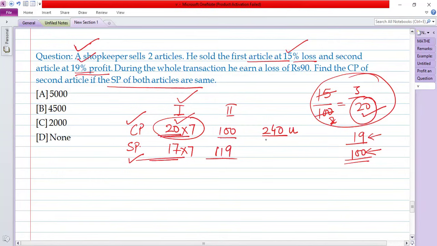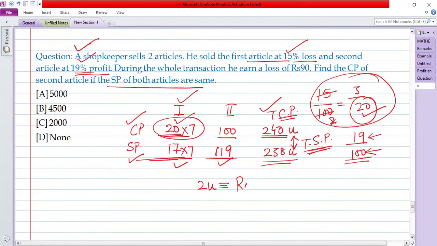Actually, this is 240 unit. Okay, the total cost price. And this 119 plus 119, that will be 238 unit. This will be the total selling price. So this 240 unit is the total cost price, 238 unit is the total selling price. Now the difference is of 2 unit. Obviously, this is loss and this is given to be equal to rupees 90. Okay. So what is 1 unit? This is equivalent to rupees 45.